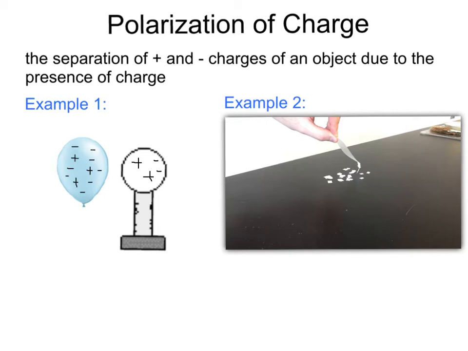So here we see in this example that we have a charged piece of tape. Let's say that that piece of tape is negatively charged. That is, it has more negative charges than positives.